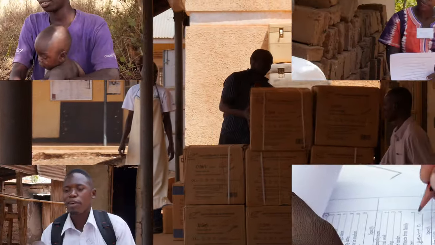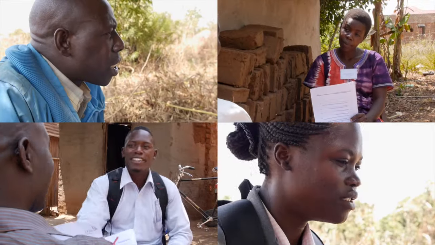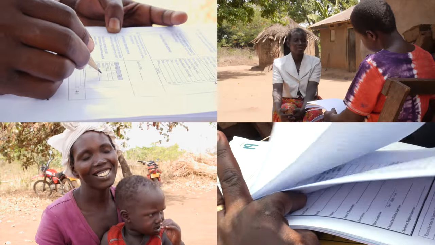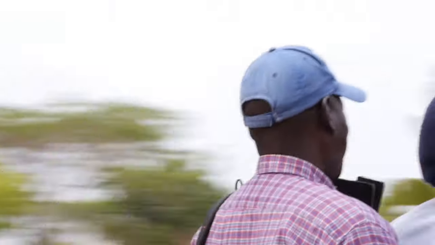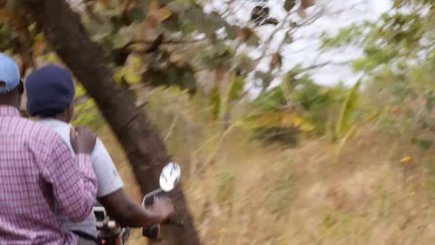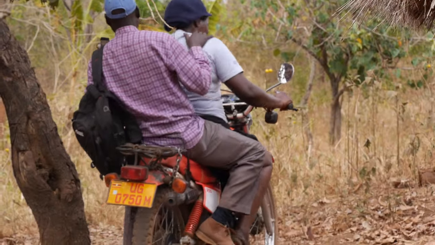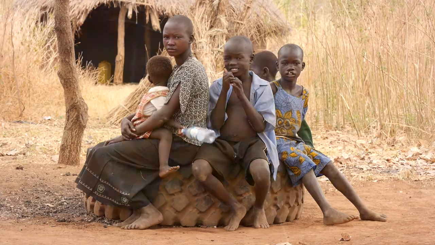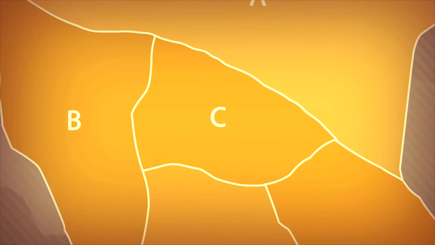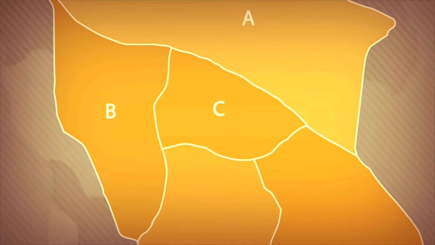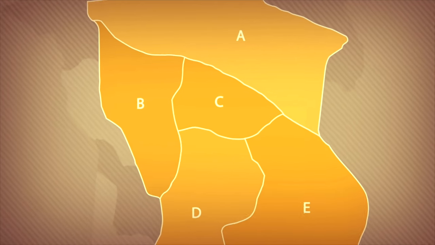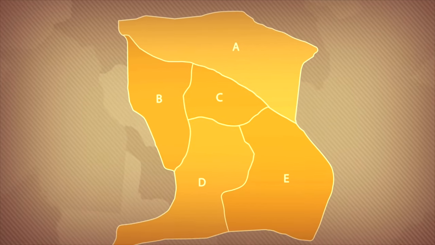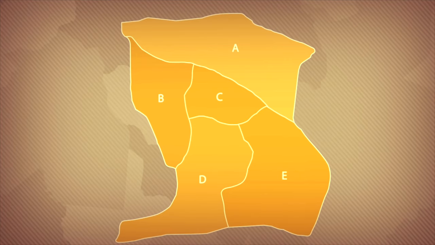LQAS is about getting the information you need right now so you can act on it to improve your program in your area. You can collect the information yourself with your own local teams. LQAS has other benefits. You can put together all the information from the different supervision areas in your district, and this will give you a big enough sample to calculate precise average coverage for the district as a whole.